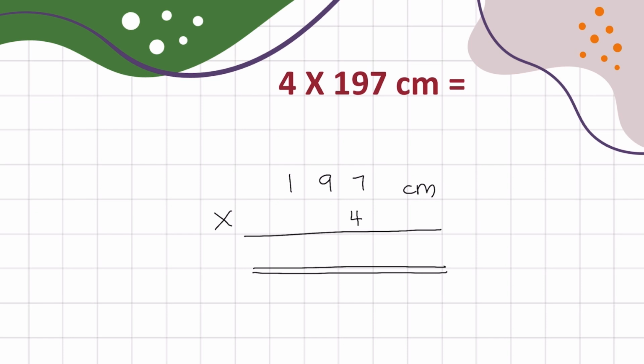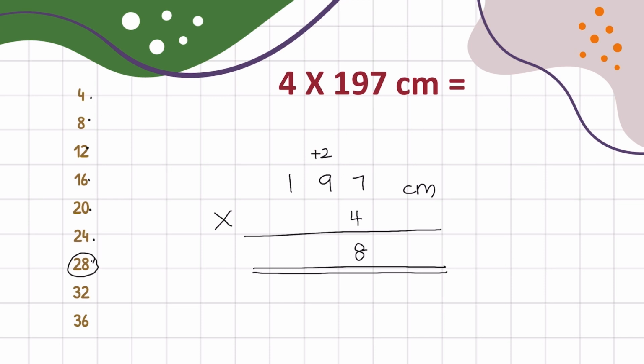Now, for this question, we need to use times table 4 because it's times 4. So, times the first number from the right side, which is 7. 7 times 4 is 28. So, we need to write down 8 and bring up 2 above the 9 to add later. This is because you cannot write two numbers in one place value.